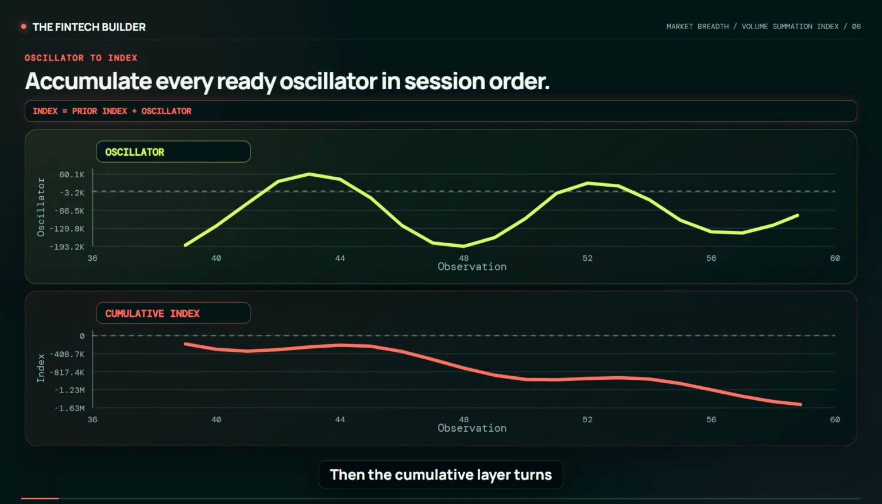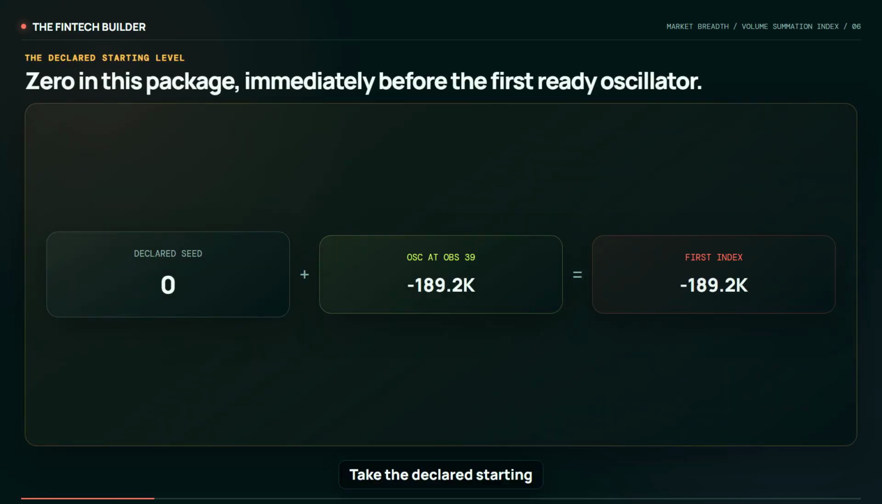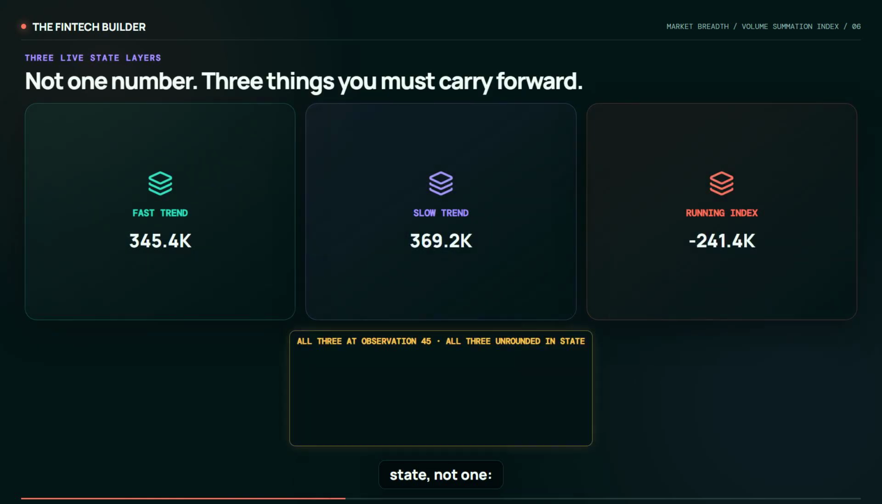Then the cumulative layer turns an oscillator into an index. Take the declared starting level, which is 0 in this package, and add every ready oscillator in session order. That gives you 3 pieces of live state, not 1. The fast trend, the slow trend, and the running index.